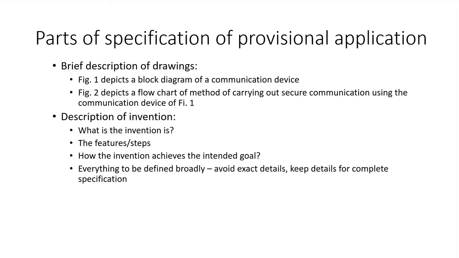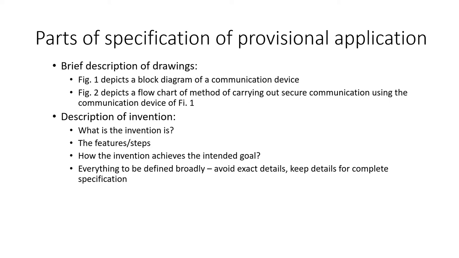The next important part of a specification is the brief description of drawings. As I said, you may have drawings in your provisional application that you may use to explain your invention in a better manner. There may be cases where you don't have any drawings. It may be a process, or it may only be a composition, so you need not have drawings for that. But ideally, it is advisable to have some drawings for explaining your innovation if you can do that.